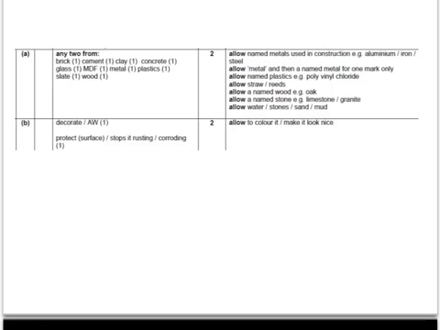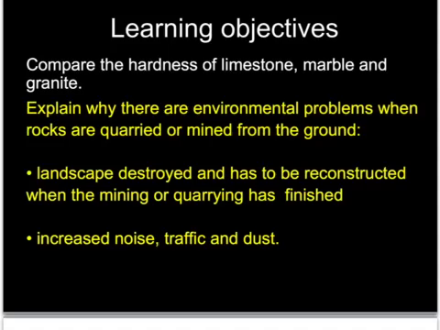Here are the answers to those questions, and as predicted, there are plenty of choices of building materials that you could mention in that first of the two questions. Next, we turn our attention to rocks which are used as the rock in the construction industry, namely limestone, marble and granite, and also some of the issues involved in mining for rocks, particularly issues to do with landscape being destroyed and increased noise, traffic and dust, which upsets local people.